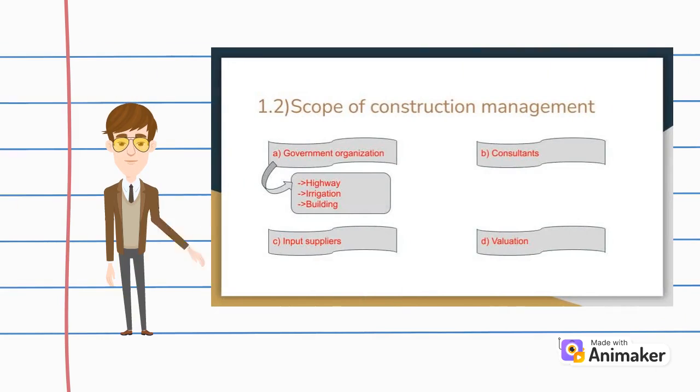There are 4 types of project scopes. Construction management has a wide variety of scope. Among them there are 4 major scopes of construction management, which are given in this slide. Government organization, consultants, input suppliers and valuation are the 4 major scopes.